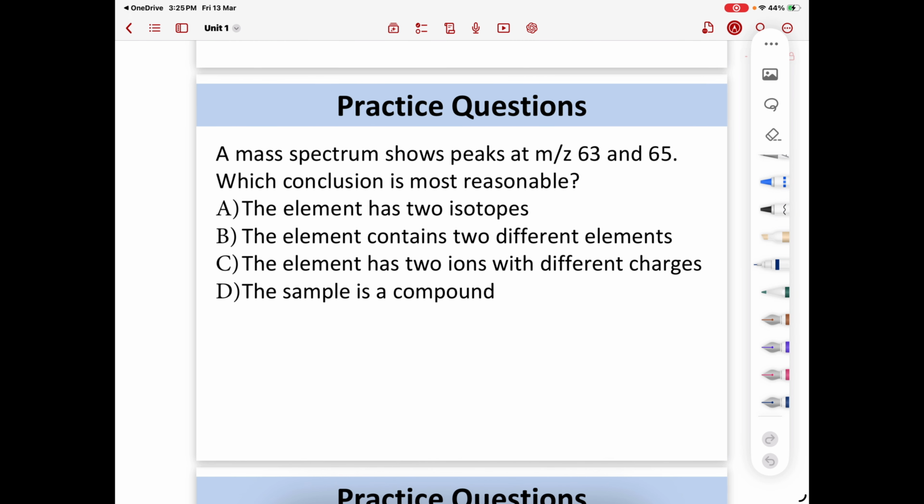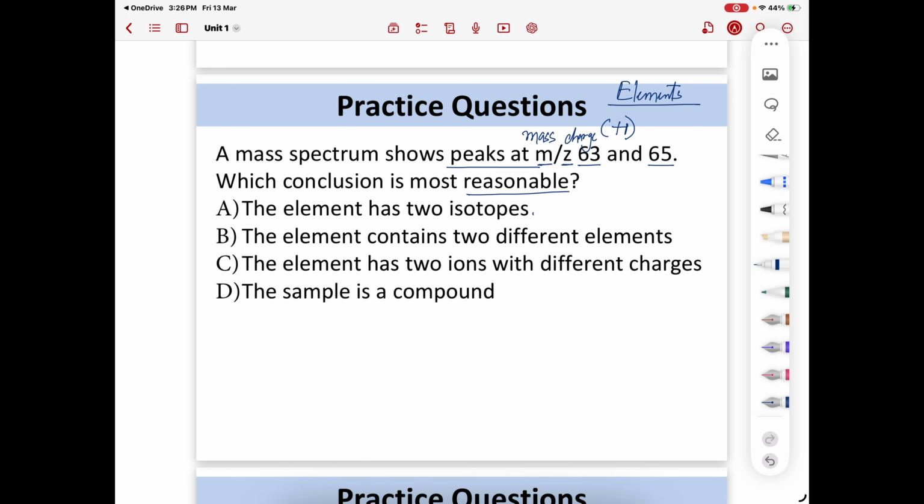The mass spectrum shows a peak at mass to charge ratio. M stands for mass and this stands for charge. And the charge you will always have is +1, so you don't need to bother about anything more than this. And you will always have only elements, no compounds. So there are 2 peaks, 63 and 65. Which conclusion is most reasonable?